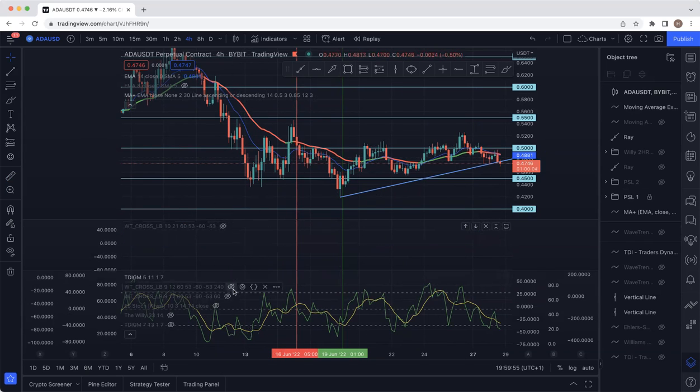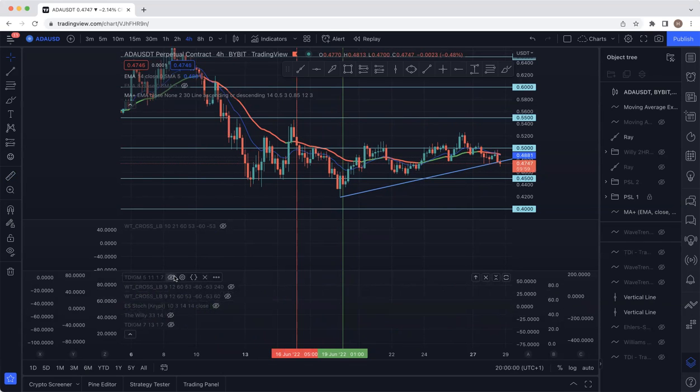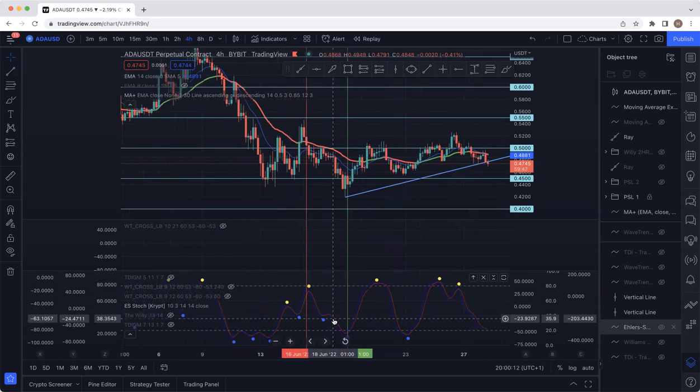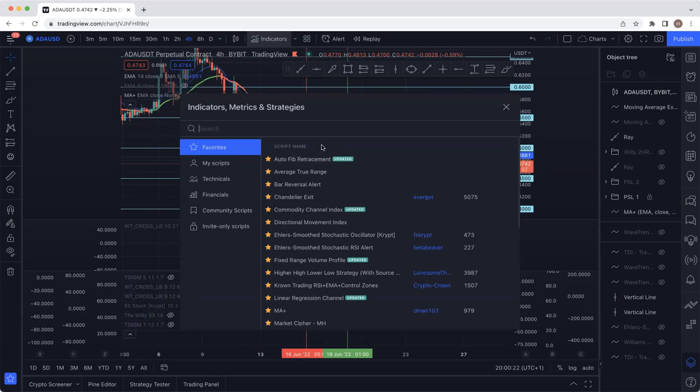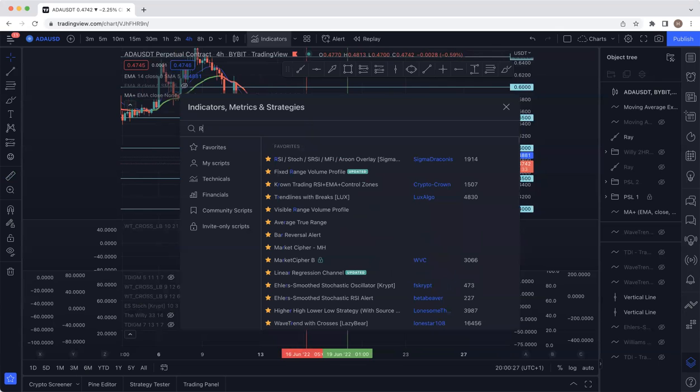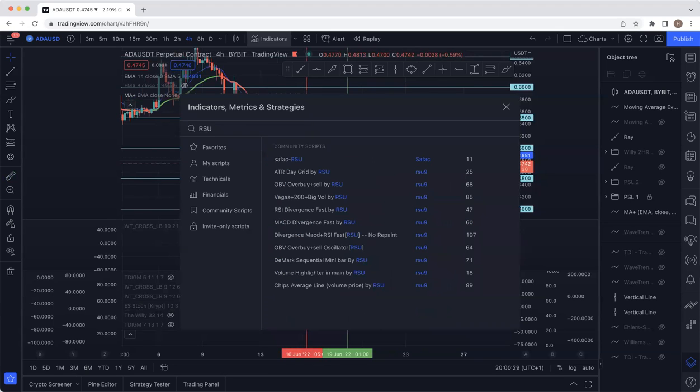This indicator is a very simple one. You might have heard about it. It is called the RSI, or the stochastic RSI. Let me just go and find the RSI and show you where you can get it from. I've changed things on it. So to find the RSI, you go to indicators, and then you type in RSI.